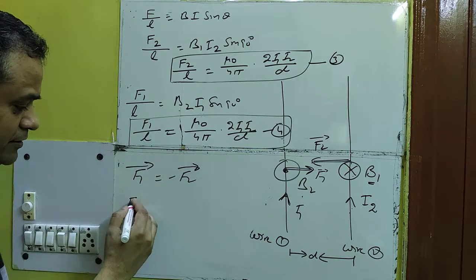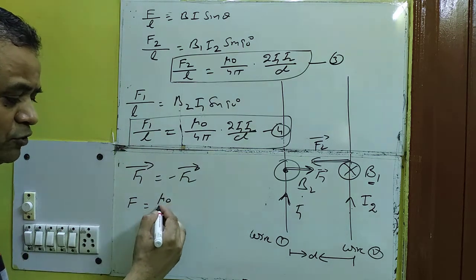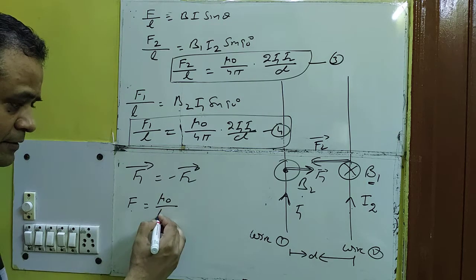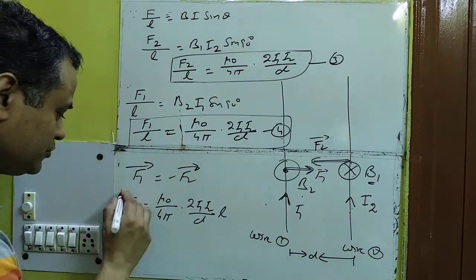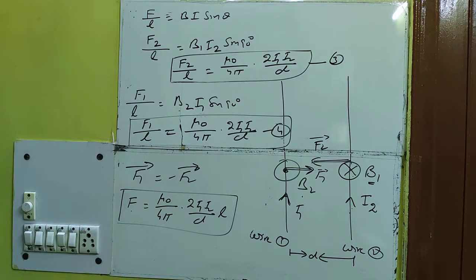So in general, we can write the force acting on a wire: F equals mu naught upon 4 pi 2 I1 I2 by D into L. So this is the general formula. Now by this formula you can also define 1 ampere. So now we are going to define what is the definition of 1 ampere.